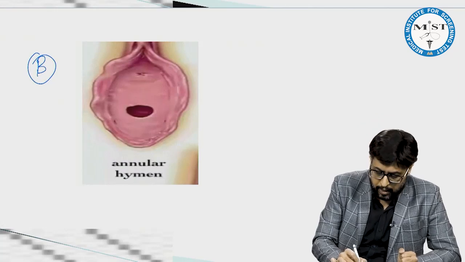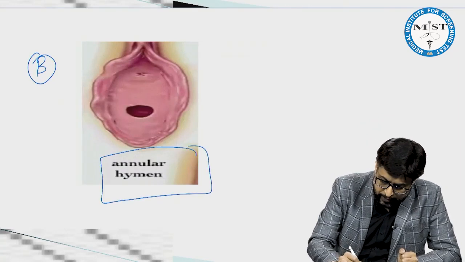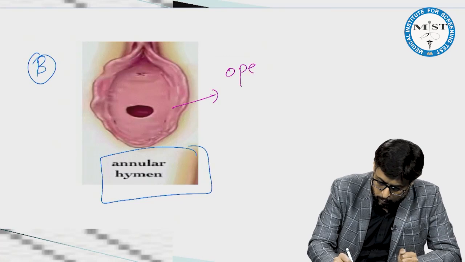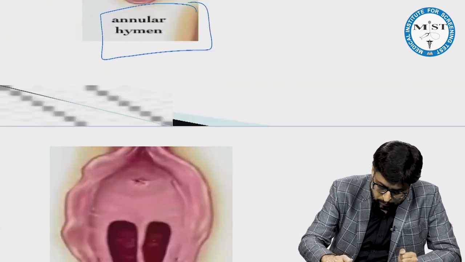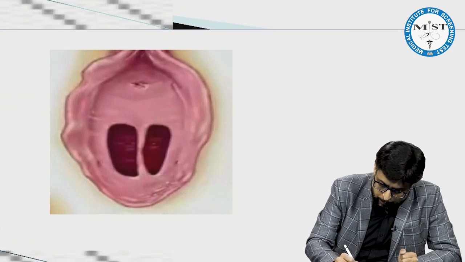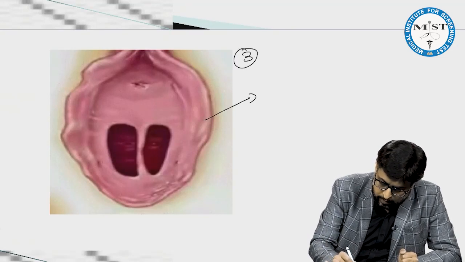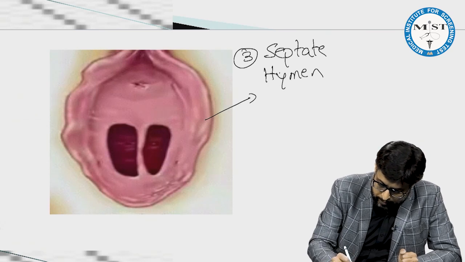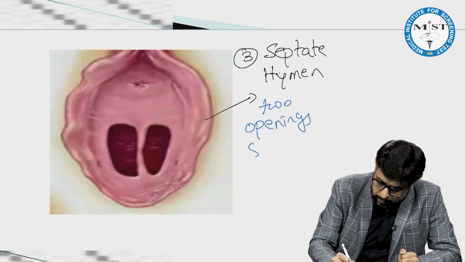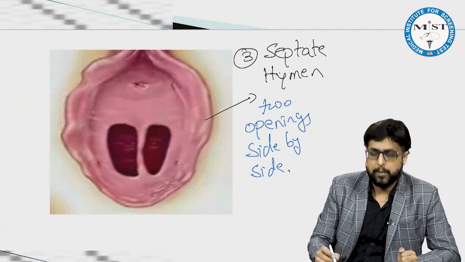This is annular hymen, where the opening is placed centrally. Then two lateral openings. This is septate hymen. Here two openings are present laterally, two openings side by side. This is called septate hymen.